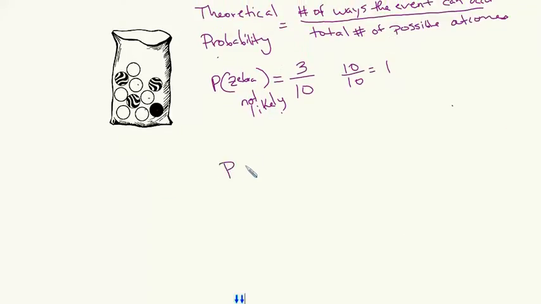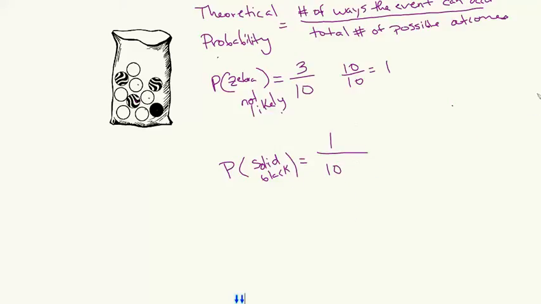Okay, let's do 1 or 2 more. Let's say, what's the probability that I choose a solid black marble? All right. Well, for my numerator, the number of ways the event can occur, I see that there's 1 black marble over the total number of possible outcomes, over my 10 total marbles. So the probability that I'm going to choose a black marble is 1/10.